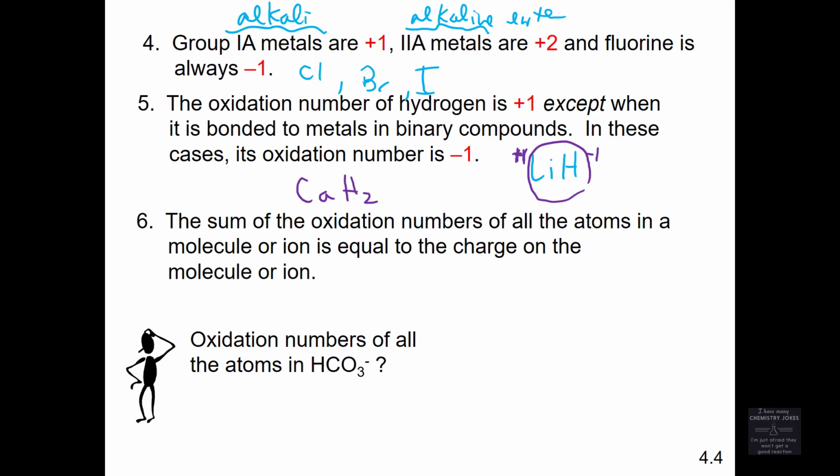Calcium hydride. Calcium is already in a higher rule. Calcium is a +2, so that hydrogen has to be a -1 so that those oxidation numbers can balance out. The sum of the oxidation numbers has to always equal the charge on the molecule or the ion.